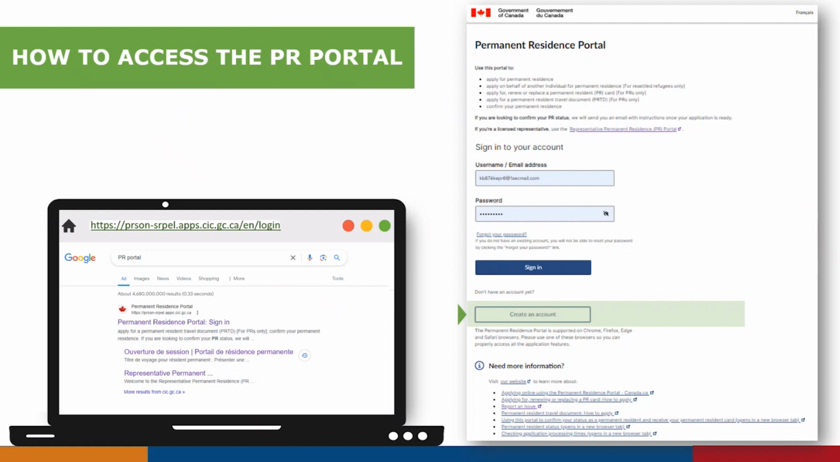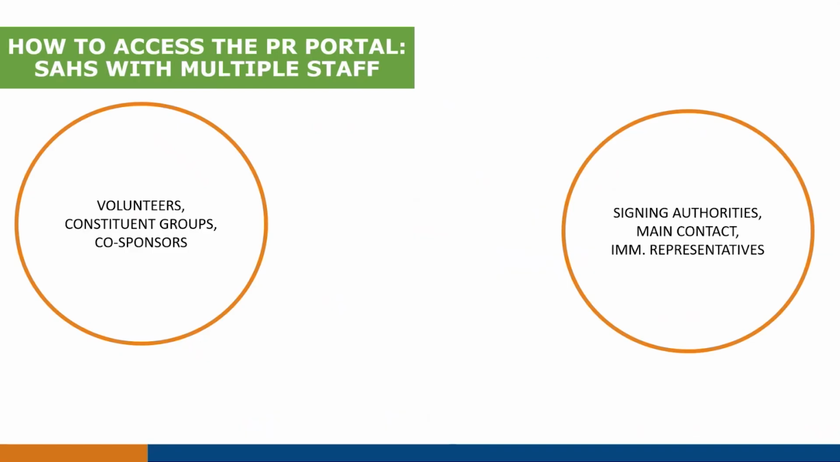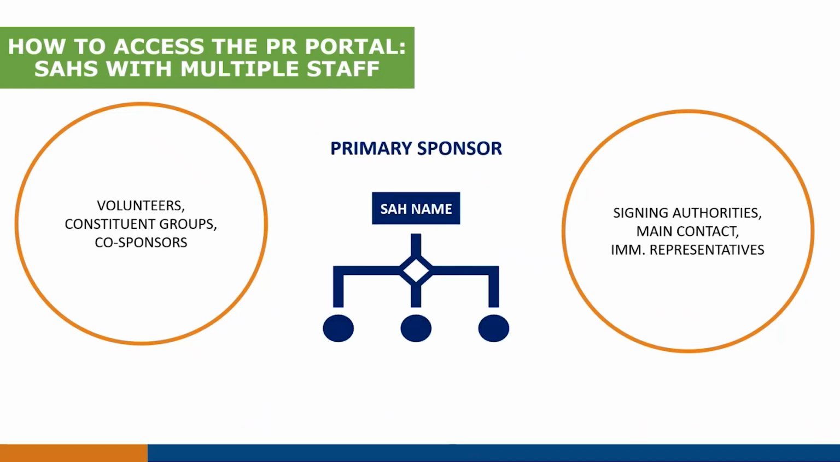Now, before we get into how to create a new user account, we need to talk about who the primary sponsor is and how to create your SAW primary sponsor user account when you have multiple staff and volunteers who will be working on applications for your SAW. When it comes to accessing the Permanent Residence Portal, a SAW may have multiple persons who will be working on applications. So it's important to understand that for a SAW, the primary sponsor is not going to be a specific person, but rather it refers to the organization as the primary sponsor.